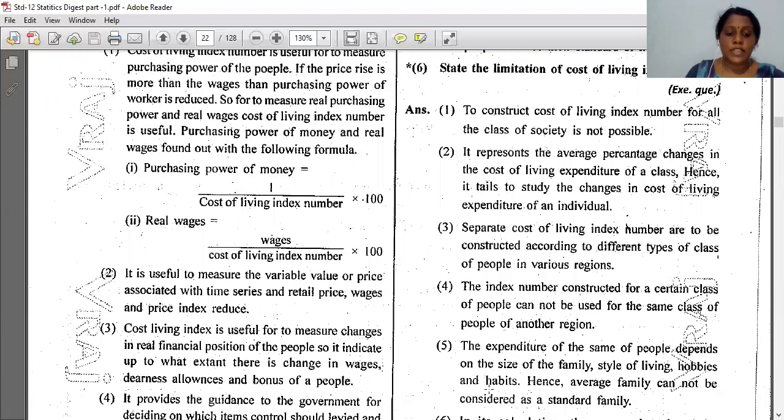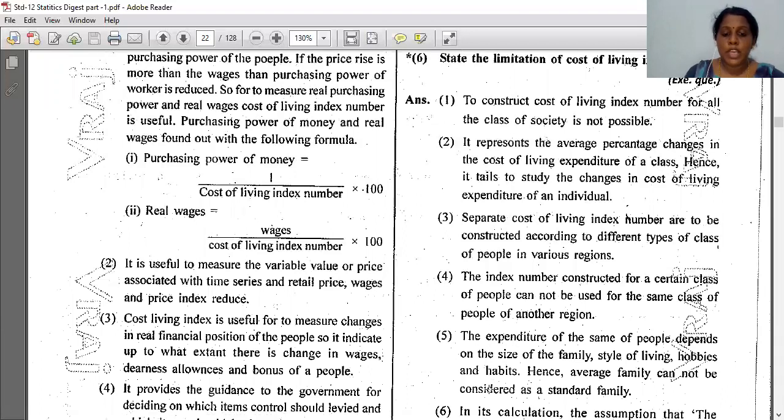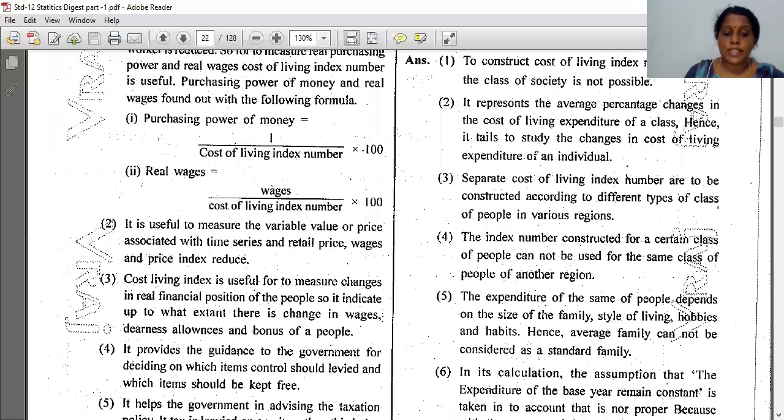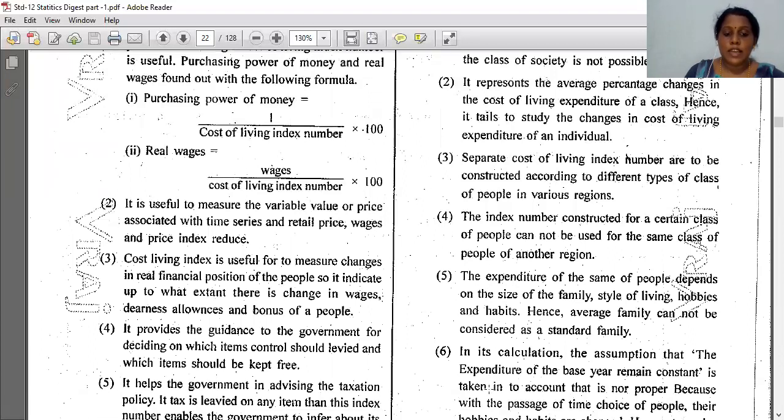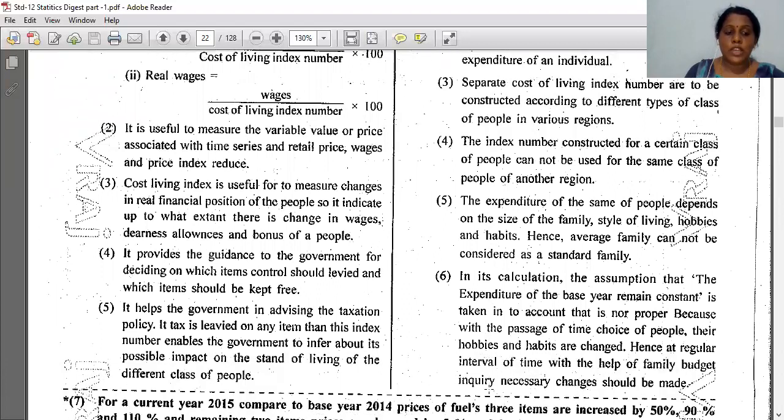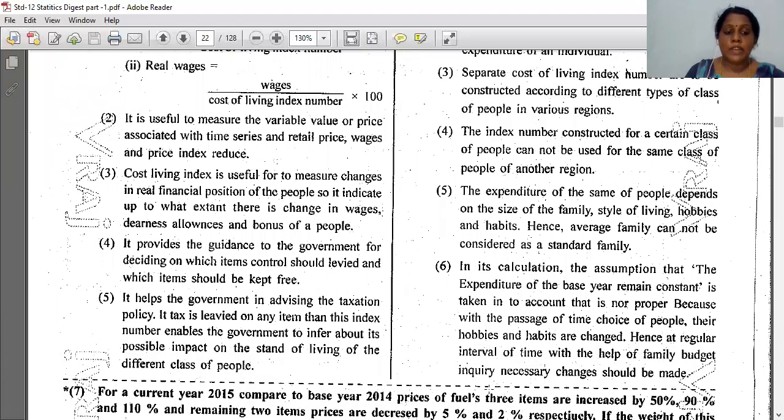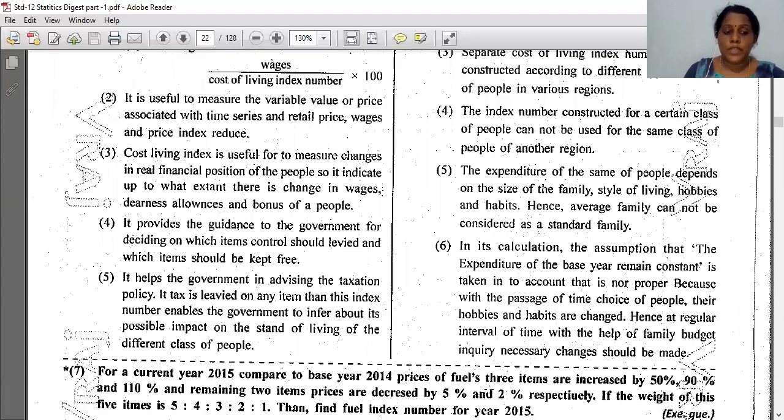Third, cost of living index is useful to measure changes in the real financial position of the people. So it indicates up to what extent there is change in wages, dearness allowance and bonus of the people. Fourth, it provides guidance to the government for deciding on which item control should be levied and which item should be kept free. Fifth, it helps the government in advising the taxation policy. If tax is levied on any item, then this index number enables the government to infer its possible impact on the standard of living of the different classes of the people.